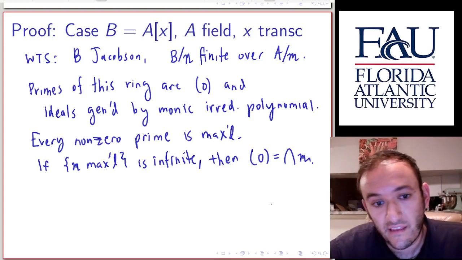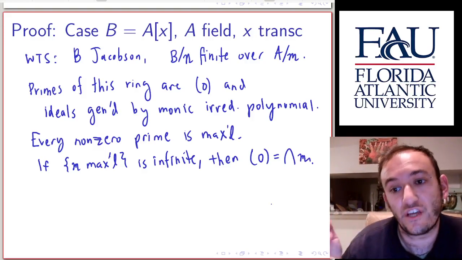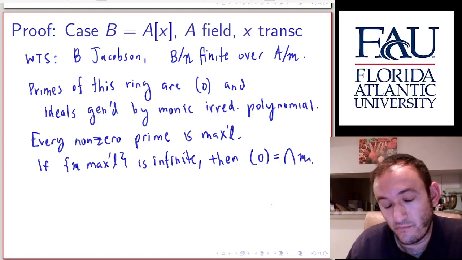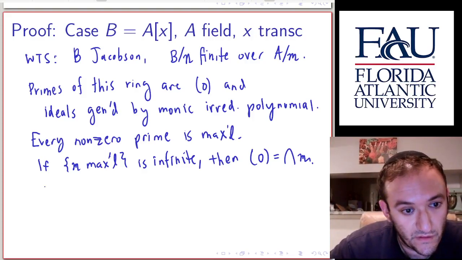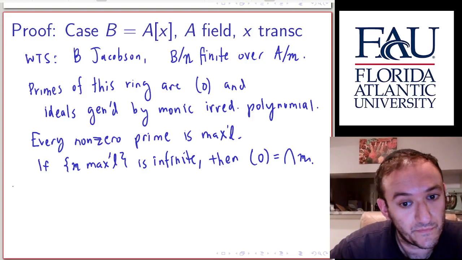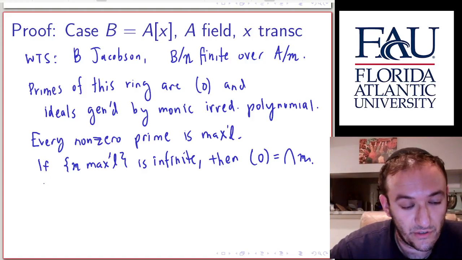The reason being that if you have a finite set, then the product of all of the generators will be in their intersection. But if you have an infinite set, there's no polynomial which has all of those irreducible elements as factors. So you're left with just 0. Okay, but we can say that M will always be infinite because there are infinitely many irreducible polynomials, and you can use Euclid's argument.